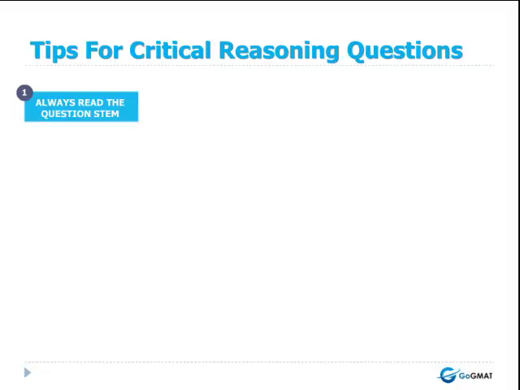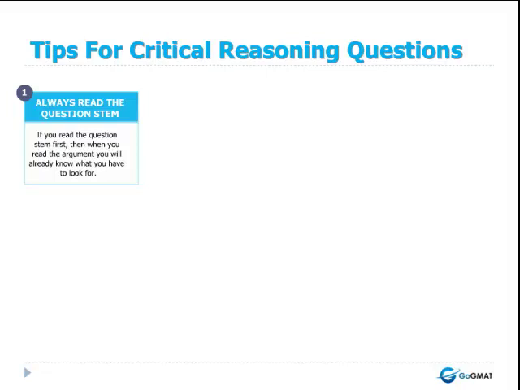If you read the argument first and then read the stem, you will probably have to use up time rereading the argument to find specific details required to answer the question. If you read the question stem first, then when you read the argument, you will already know what you have to look for. For example, if the question stem asks you to identify the flaw in the argument, then while you read the argument, you will be looking for reasoning errors.